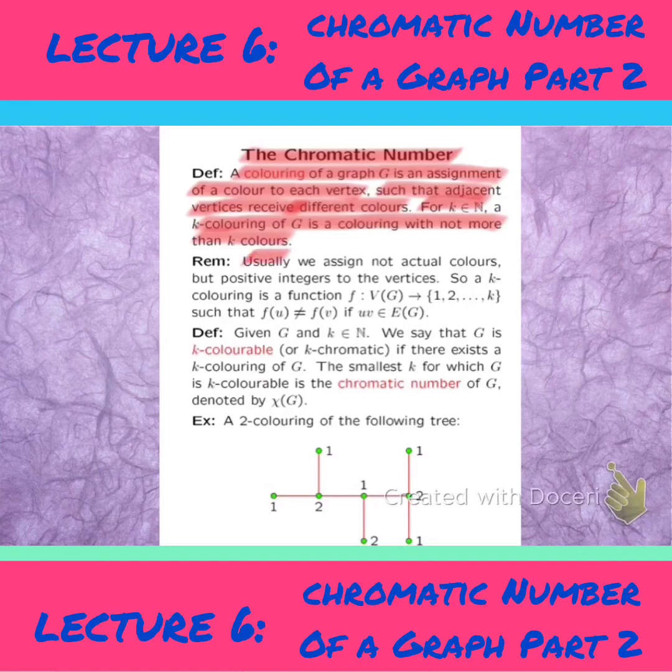Again, we usually assign not actual colors but positive integers to the vertices. So basically a k-coloring is just a function f from the vertex set of G to the set of natural numbers from 1 up until k, such that the function values of f at u and v are not the same whenever u and v are adjacent in G. Okay, so that's what a coloring is.